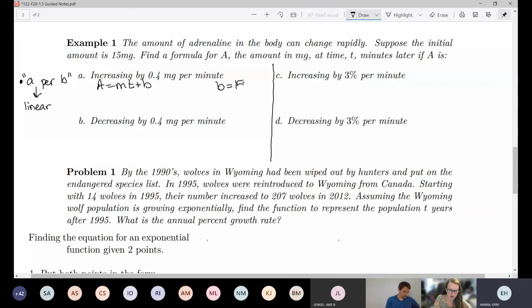So that means that our b value is going to be 15 milligrams, because that was the initial amount that was administered, or that's in the body, I guess. And then the slope, well, that's essentially what we're told here. It's increasing by 0.4 milligrams per minute. So that means our slope's going to be 0.4. So the equation I'm looking for here is 0.4t plus 15.